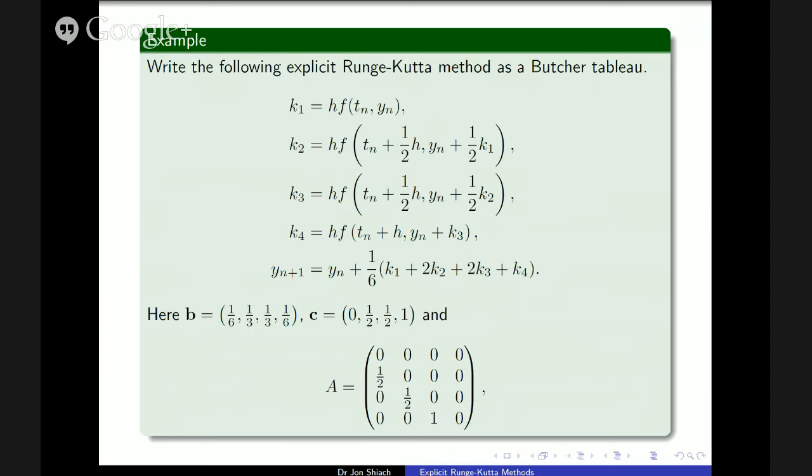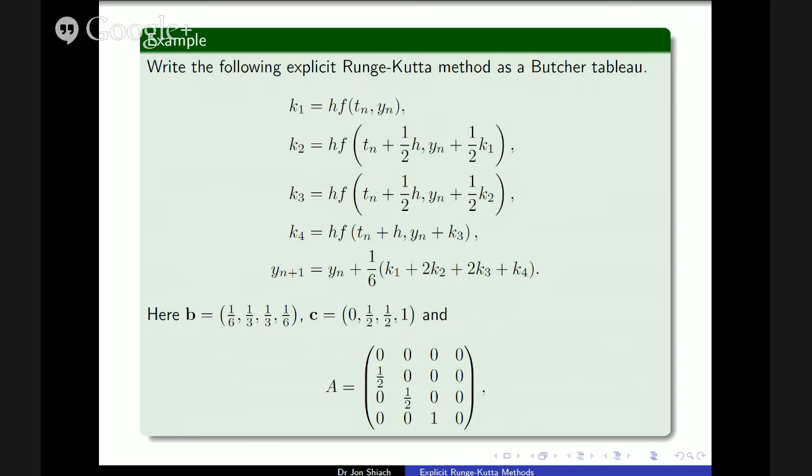On the third stage, we're adding nothing of K1. Notice we don't have any K1s here, but we're adding a half K2. So we add no K1s and we add a half K2, and nothing else, so those are zeros. And on the fourth stage, we just add one lot of K3. So there's no K1, no K2, and just one lot of K3. Okay, so that's the long-handed way of writing out a Runge-Kutta method.